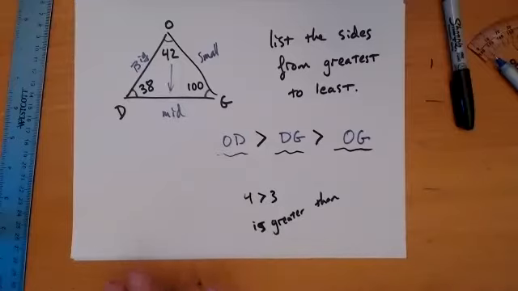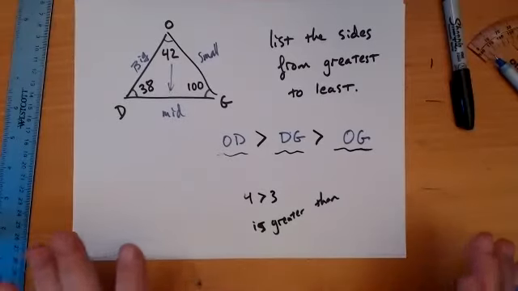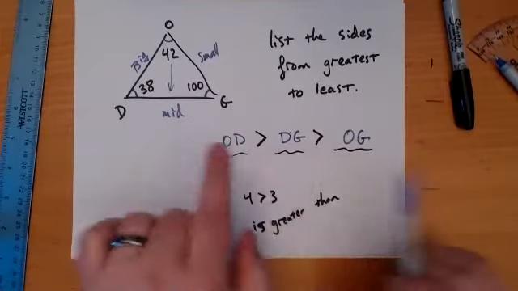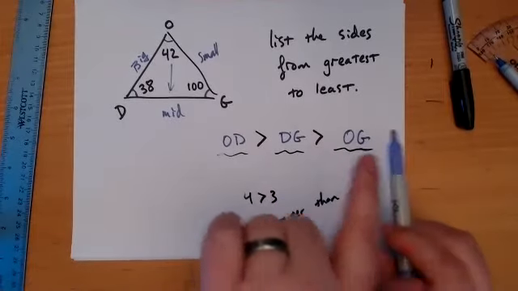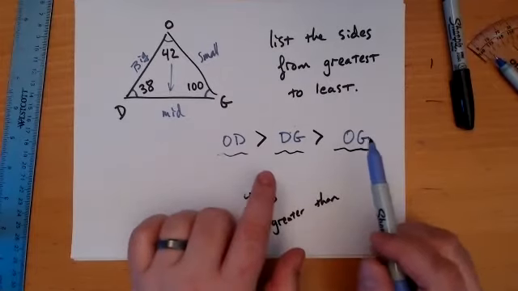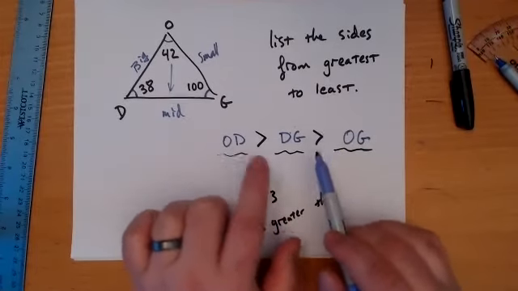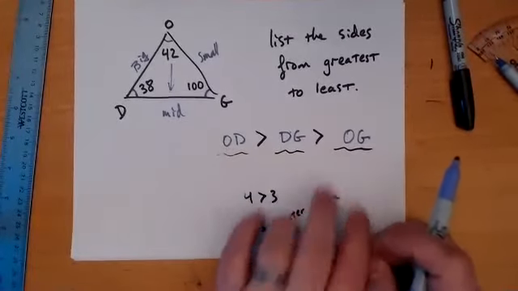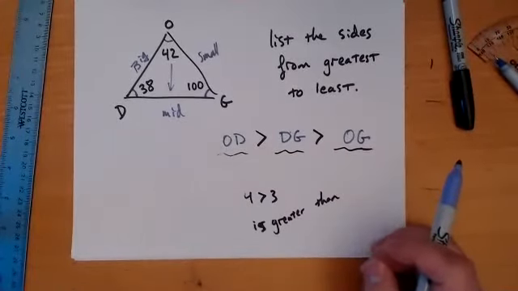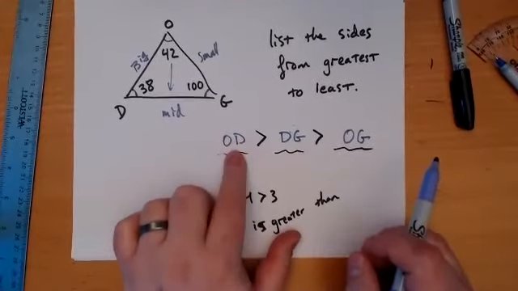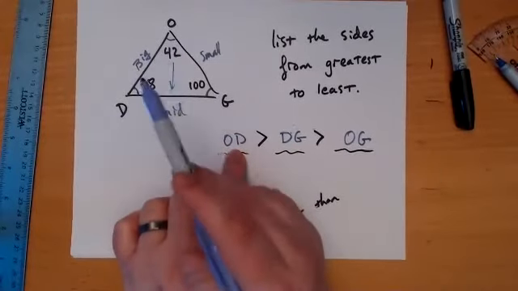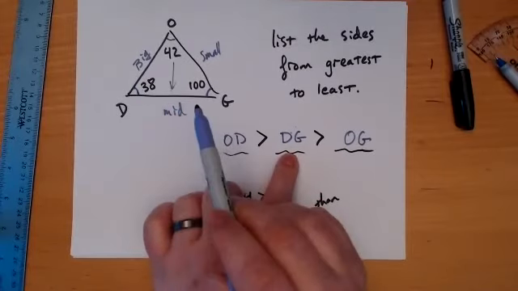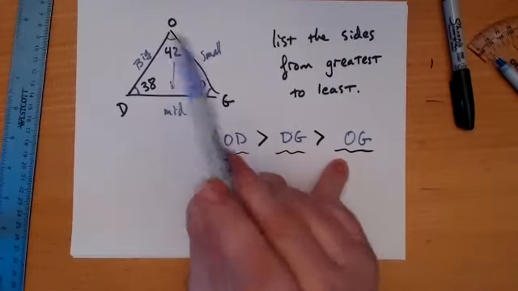So some of you got it right, and that's awesome. Some of you had the order perfectly reversed, and that would have been okay, but the problem is that your symbols are saying a different thing. You've got to make sure that your symbols match up with the numbers, with the sides. So OD is bigger than DG, which is bigger than OG.